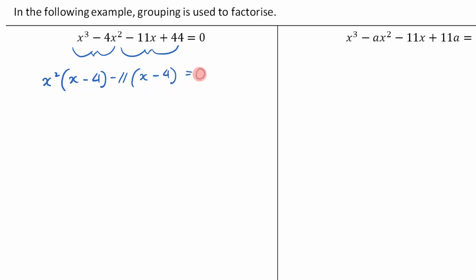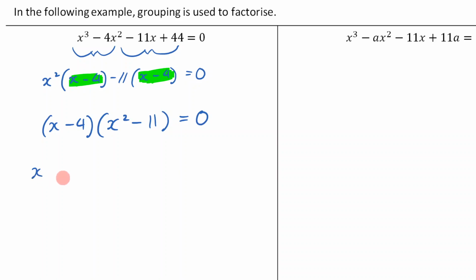Now, what we want is to be in a situation where this and this are the same. Do you see how by taking out that x squared here and that negative 11 here, I end up with both of these being the same? And now I can take out x minus 4 from both of these and be left with x squared minus 11 is equal to 0. Now, x minus 4 is equal to 0, or x squared minus 11 is equal to 0, in which case x is going to be equal to 4.